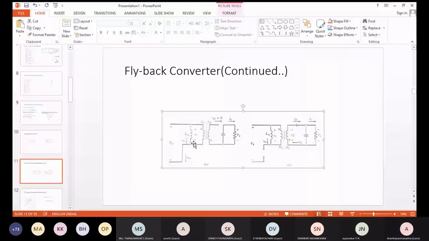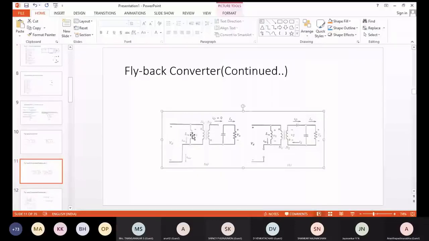The other thing is that the primary magnetizing inductance, which we usually want to minimize in a normal transformer, we have to keep at the value according to our design value. Suppose we get some value of 3.3 millihenries or 5 millihenries, we have to wind the transformer in such a way that we get that particular magnetizing inductance.